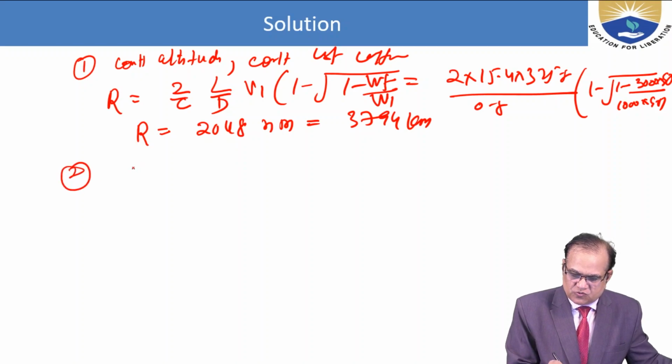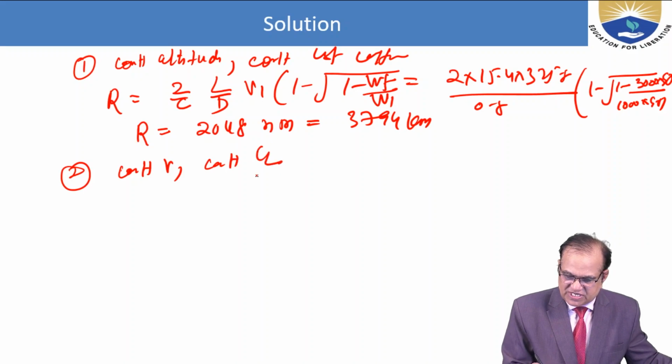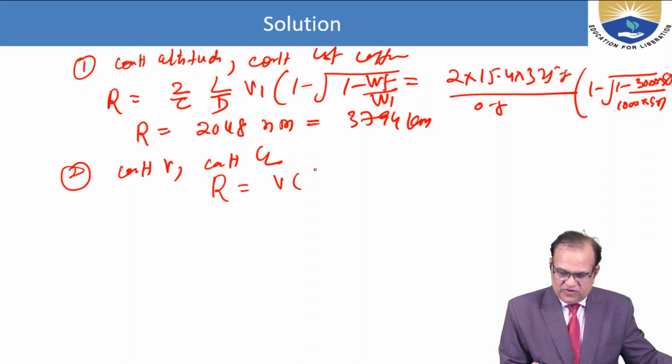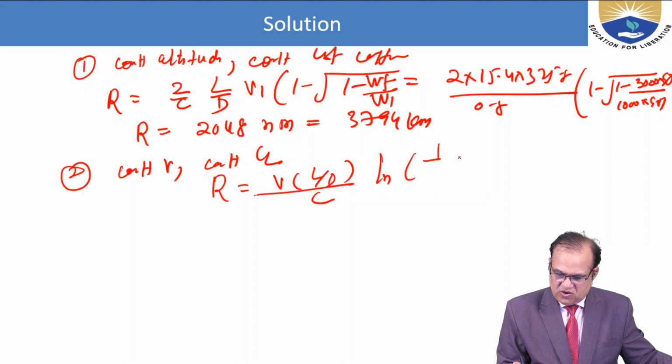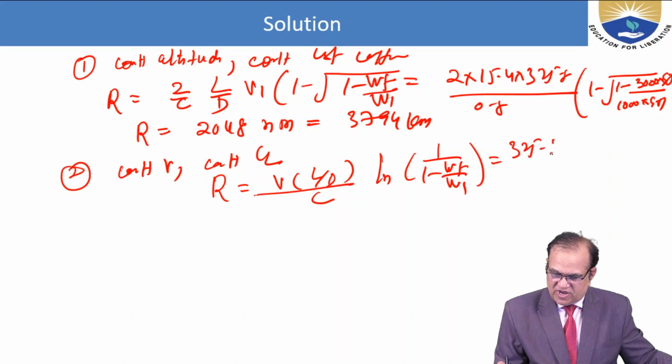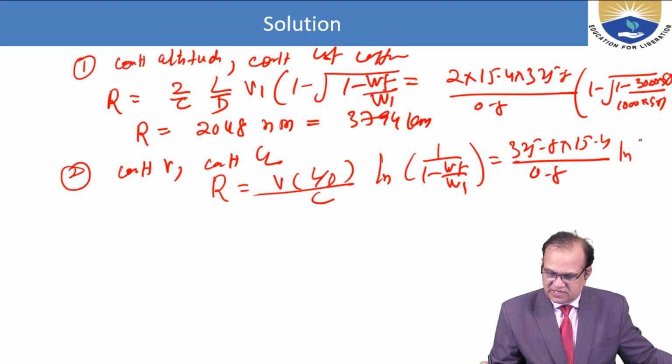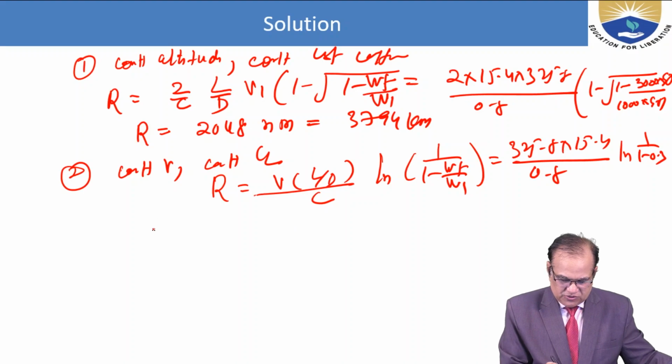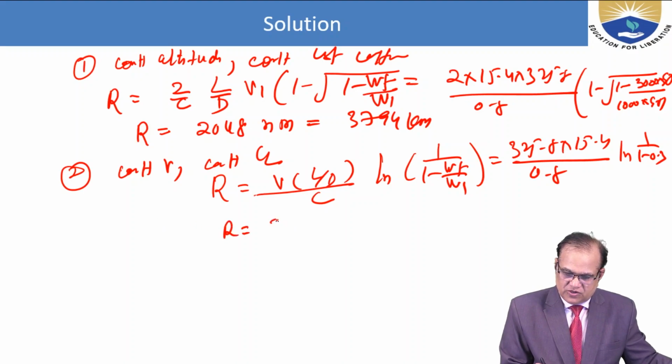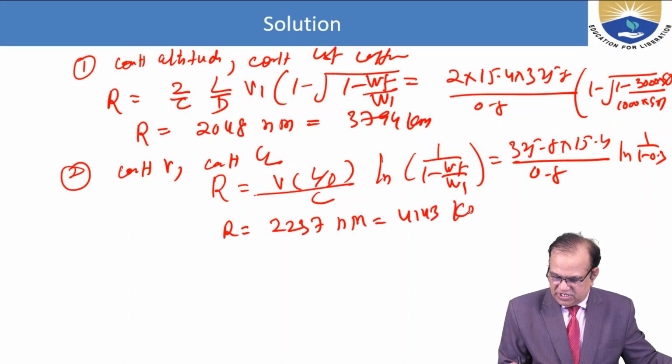Same way for the case 2, constant V and constant CL, and we know that R is equal to V L by D by C log 1 by 1 minus WF by WI. So you will get 325.8, 15.4, 0.8 ln 1 by 1.03. So here you will get R is equal to 2237 nautical miles, 4143 kilometer.